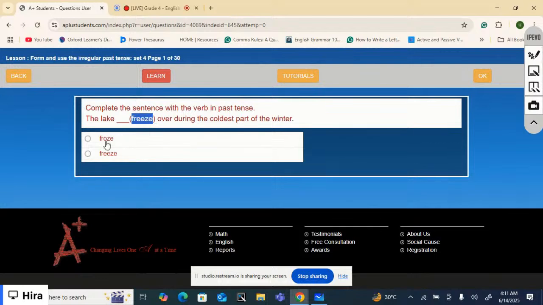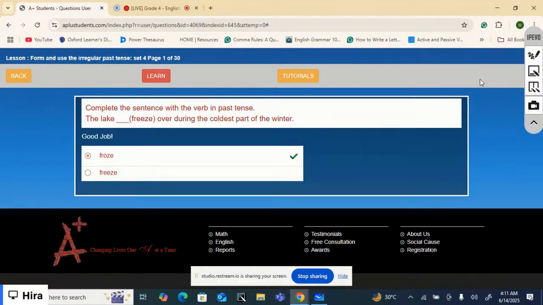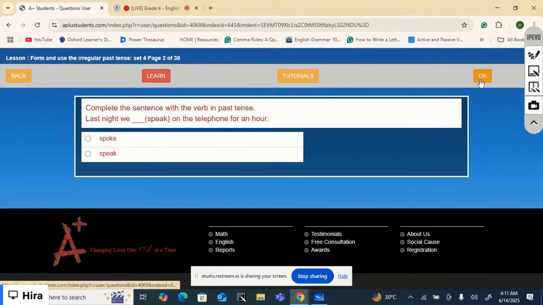Froze it is. The lake froze over during the coldest part of the winter. It is correct. So we have already discussed this one. Last night we spoke on the telephone for an hour.